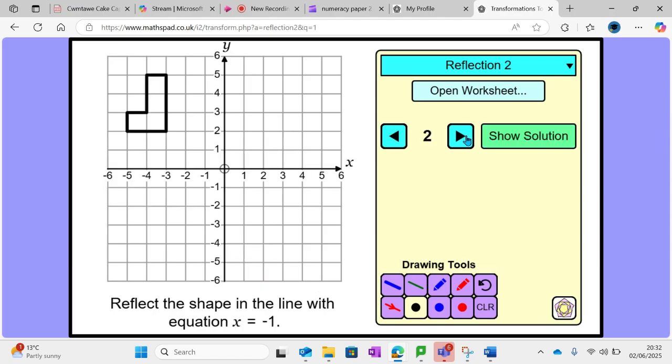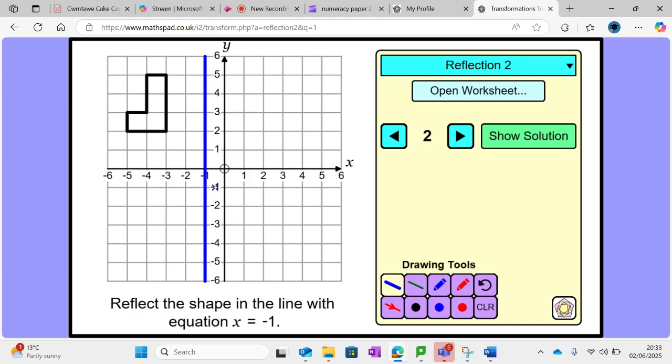Let's try another one. Okay, this time reflect the shape in the line with the equation x = -1. You're going to think that, well, x goes this way, but it doesn't. I need to find where x is -1. And this line goes down.